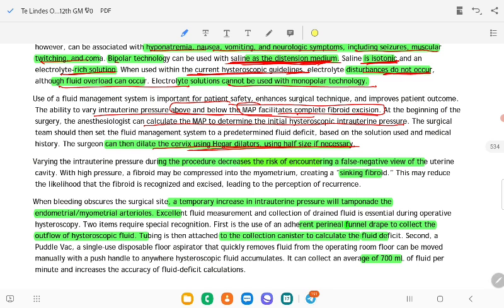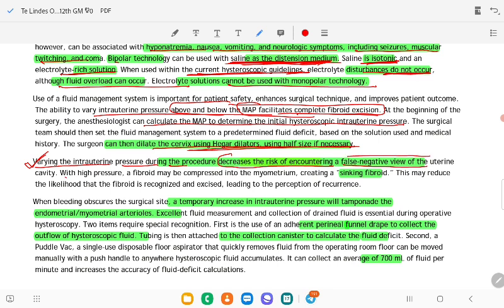So the pressure has to be maintained. The main aim is that the pressure has to be maintained to see the fibroid properly. If you vary the interval, there will be a decreased risk of false negative. The pressure should not be so high and should not be so low, so it should be varied. If you vary the intermittent pressure, there will be a decreased risk of a false negative view.